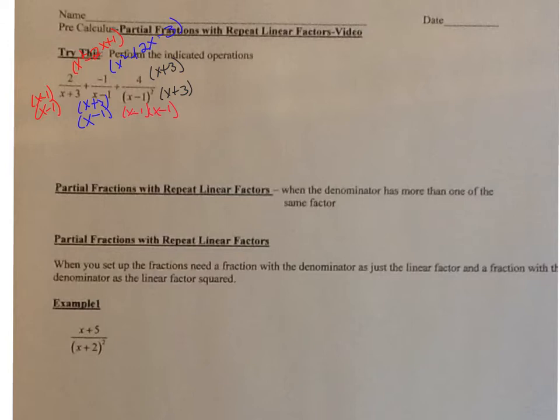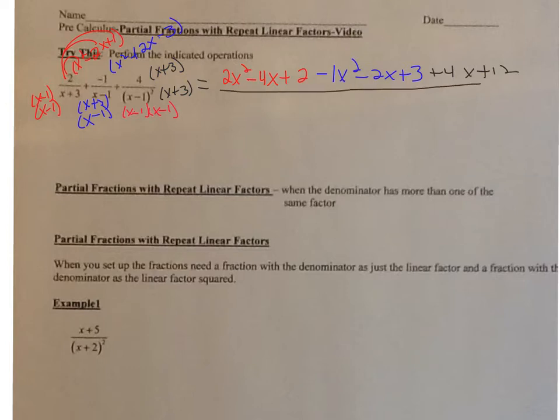Okay, so let's distribute in the numerator. So in the numerator, I will get 2x squared. So I'm working with this part here. So I'll get 2x squared minus 4x plus 2. And then I'm going to distribute the negative 1. So it's negative 1x squared minus 2x plus 3. And then I'm going to distribute the 4, which is 4x plus 12. And that would be all over x plus 3 times x minus 1 squared.